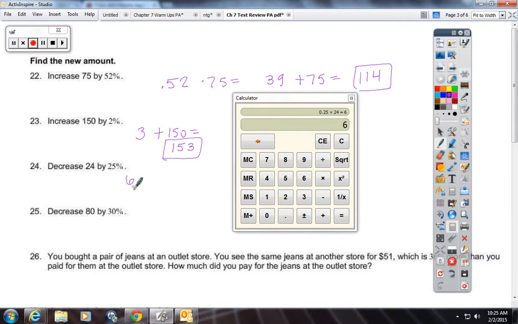Decrease 80 by 30%. Make 30% a decimal, 0.3. Multiply times 80, and I get 24. So am I going to add 24 back to 80, or am I going to subtract it? And what is 80 minus 24? 56.